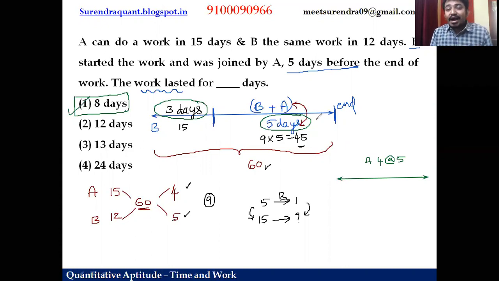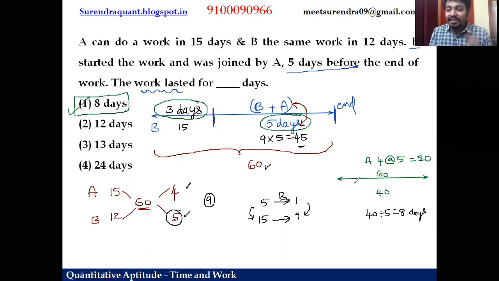Let us see how much work is contributed by the person A alone. So 4 fives are 20 units is the contribution of A out of 60 units work. The total work is 60. A's contribution is 20. What about B's contribution? 40 units. What is the one day work of B, guys? One day work of B is 5 units. To finish this 40, he takes 40 by 5, simply 8 days. So B takes 8 days. So the work is completed in 8 days.